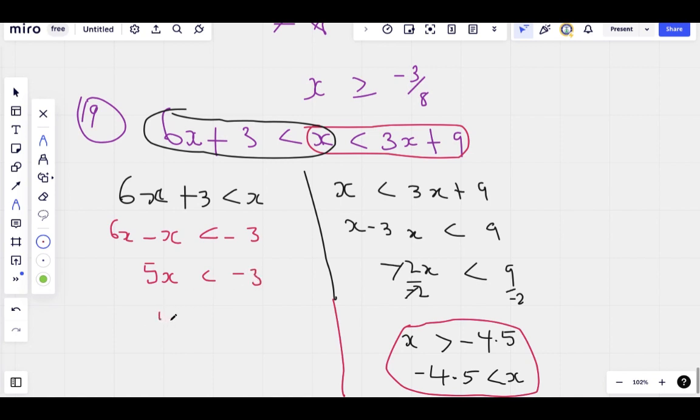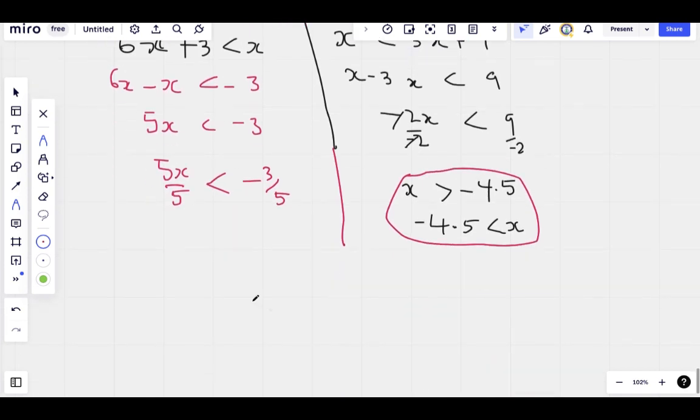So divide both sides by 5. So you say 5x over 5 is less than negative 3 over 5. So 5 will cancel 5. Remember, we are dividing by positive 5, so the sign will not change. So x remains here. x is less than negative 3 over 5, which will be negative 0.6 if you change to decimal.